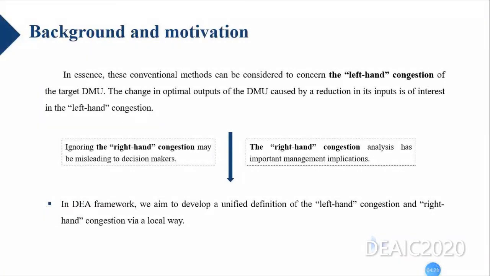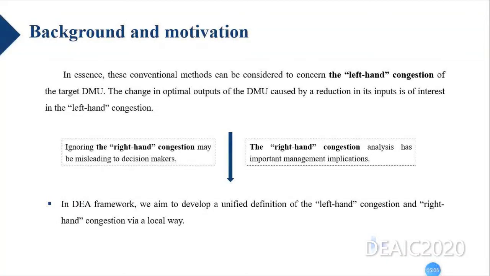Therefore, the right-hand congestion analysis has important management implications in real production, as it can help decision makers to determine whether they can continue to expand inputs and effectively avoid the negative impact on production efficiency because of over-investment. To the best of our knowledge, no reliable methods have yet been developed for identifying the right-hand congestion. This topic will be explored for the first time in our work.